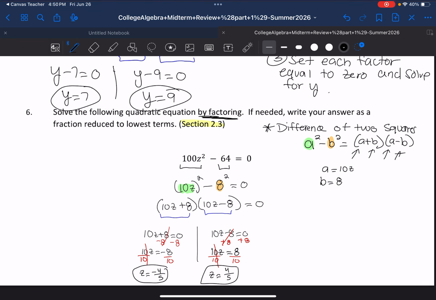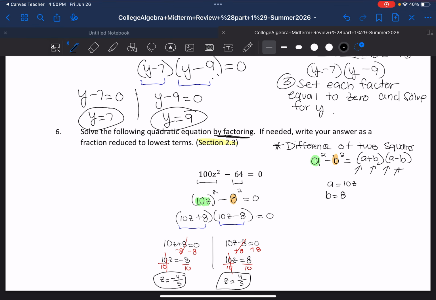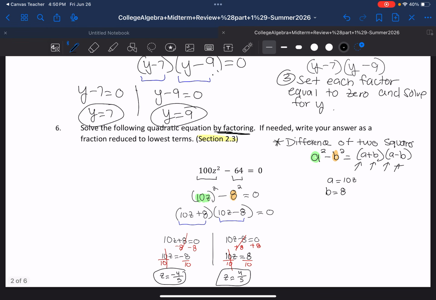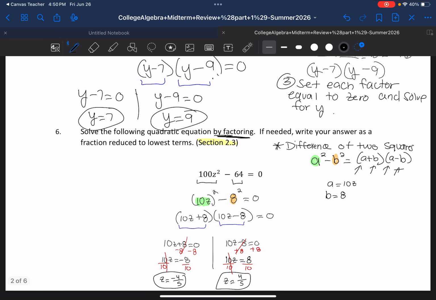Okay. So again, there are a lot of different techniques that are used to factor, and it's all about knowing and being aware of the particular form that you're trying to factor.